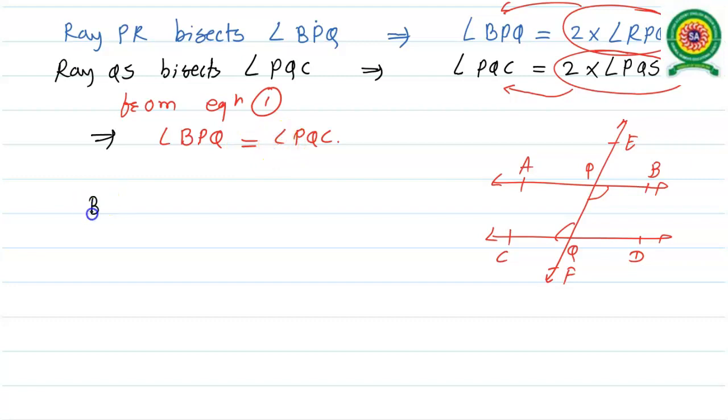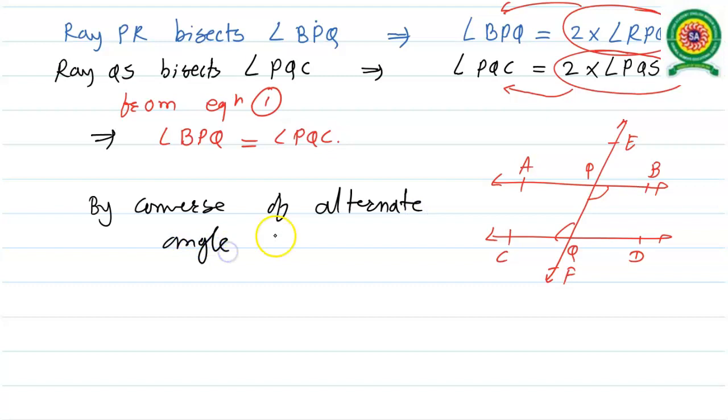So we can say, by the converse of the alternate angle theorem, the given two lines are parallel. Which lines? Line AB and line CD. Once the alternate angles formed by two lines and a transversal are equal in measure, the lines are parallel as per the converse of the alternate angle theorem.